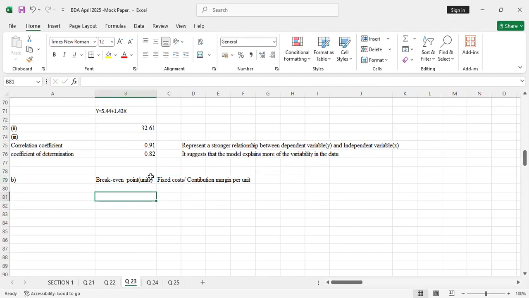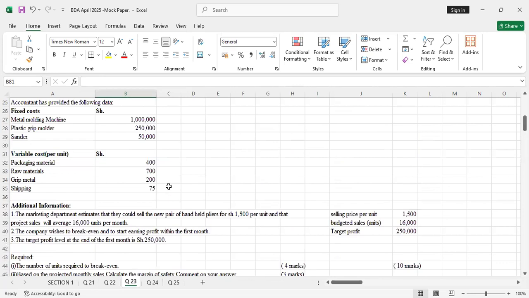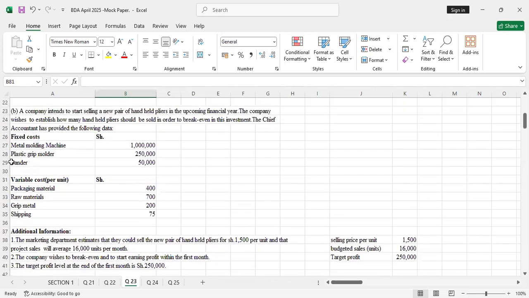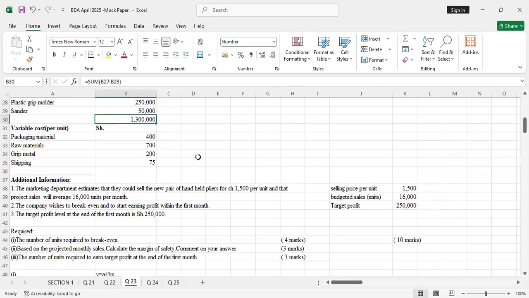So you can see here, do we have the fixed cost? Yeah, the question gave us the fixed cost. This was the fixed cost: metal molding machine, plastic grip molder, and sander. So I'll sum all this to get the total fixed cost. You just come here and say auto sum. So the total fixed cost is there.